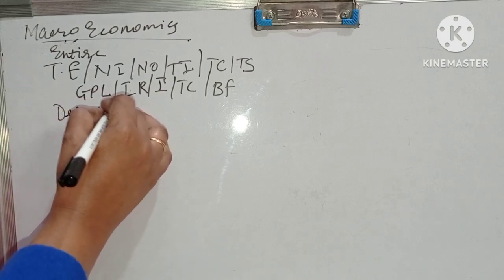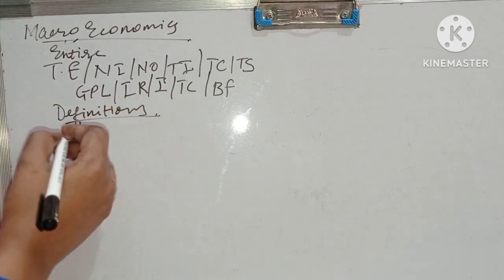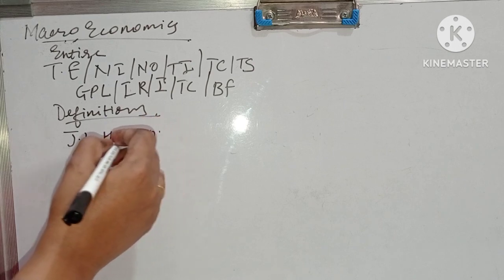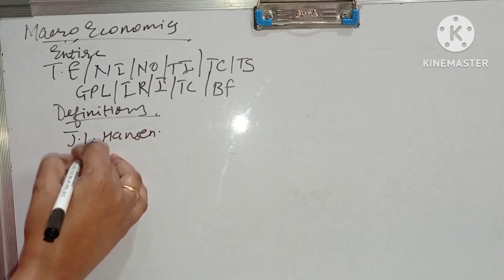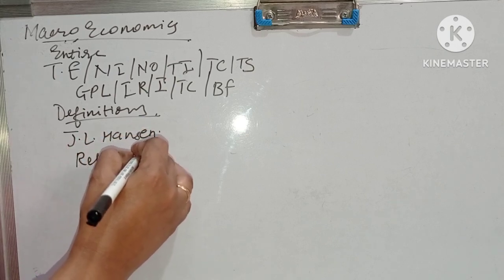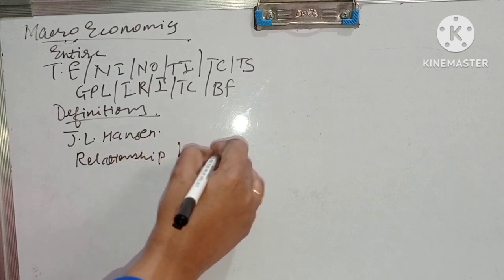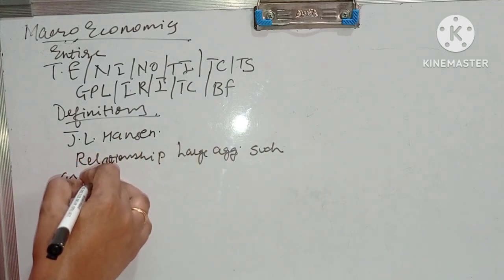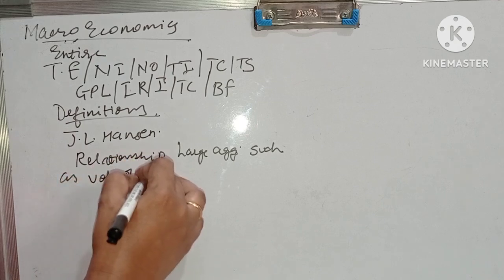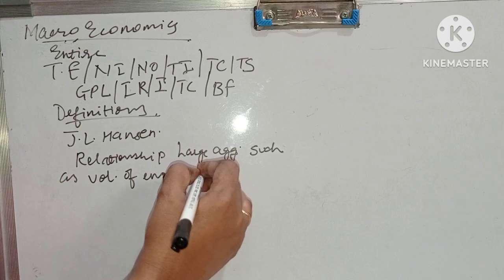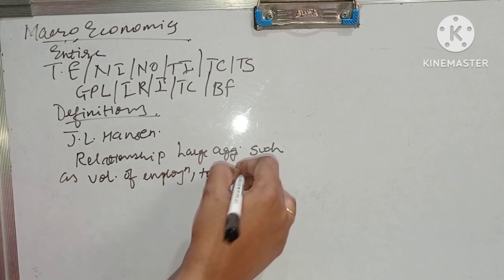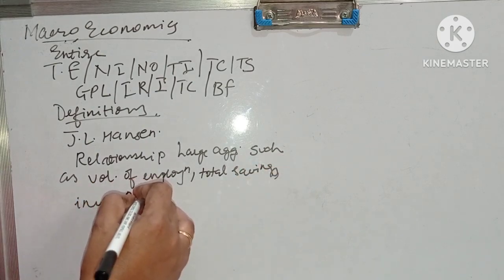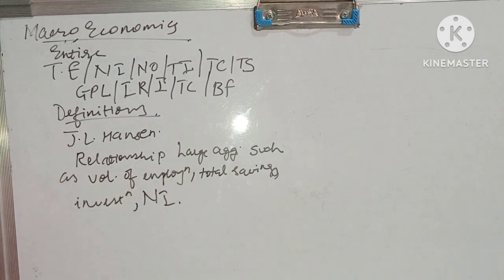Definitions. Definitions will be given by various economists and they will differ according to them. One of the definitions was given by the economist Jane Hansen. Macroeconomics is a branch of economics which considers the relationship between large aggregates such as volume of employment, total amount of savings, investments, and national income, etc. So this is what the professor has to say.